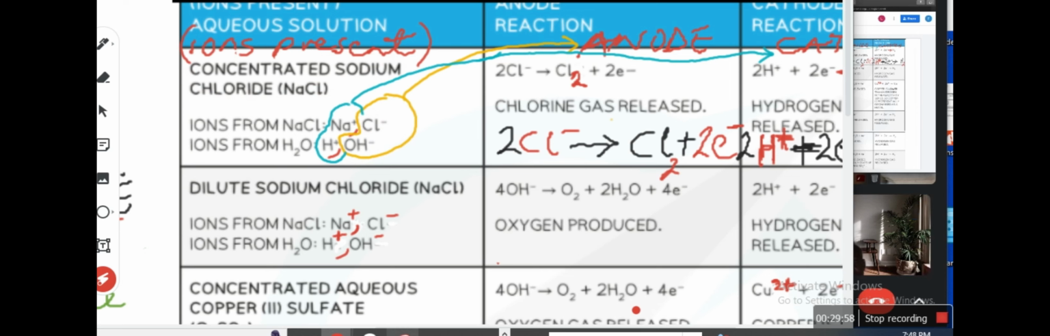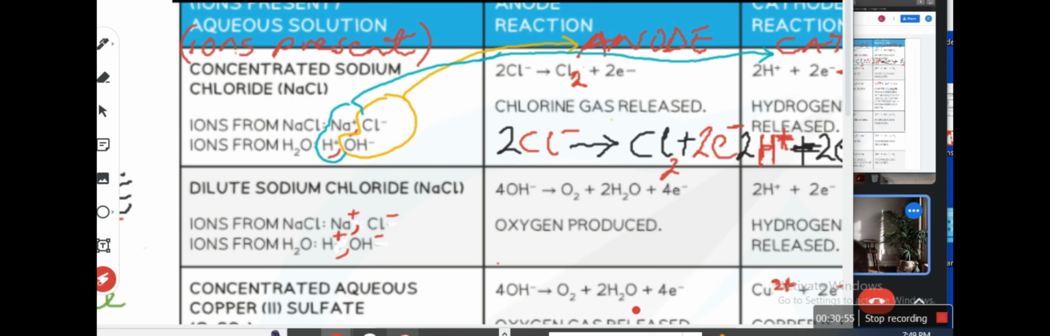The more concentrated will be discharged, so chlorine will be the preferred. That's why at the anode, chlorine ion and hydroxide ion both come to the anode, but chlorine was chosen. Why was chlorine chosen? Because there's so much of chlorine. It's concentrated, so chlorine is chosen.